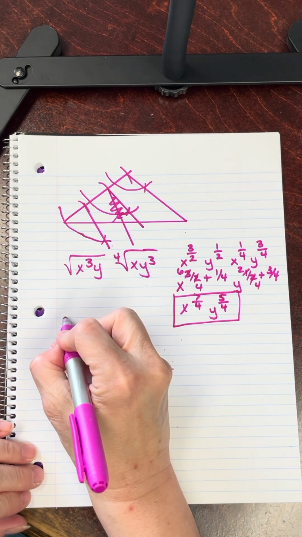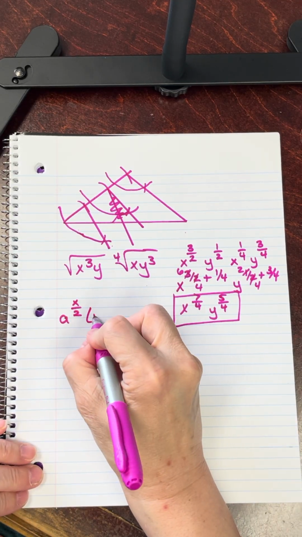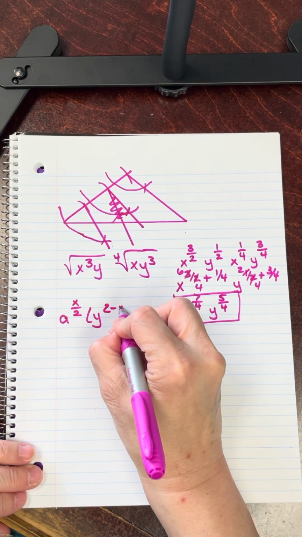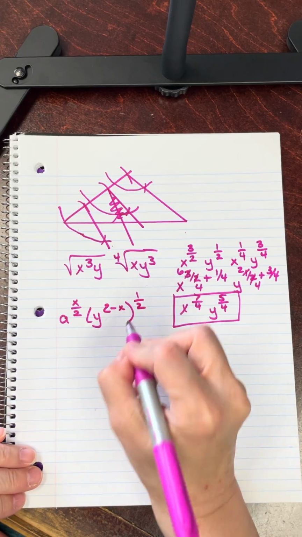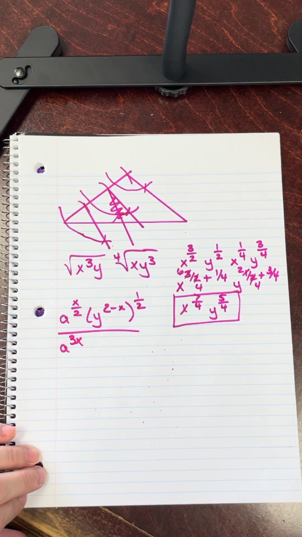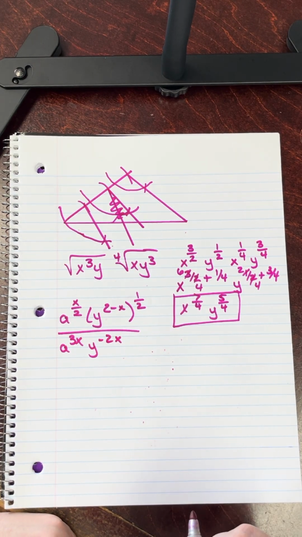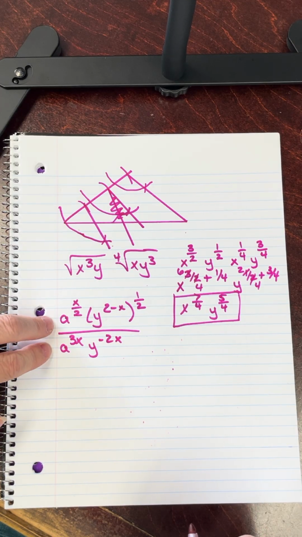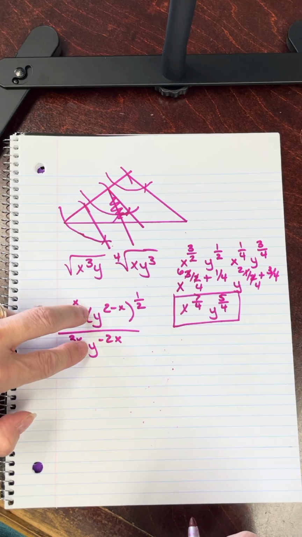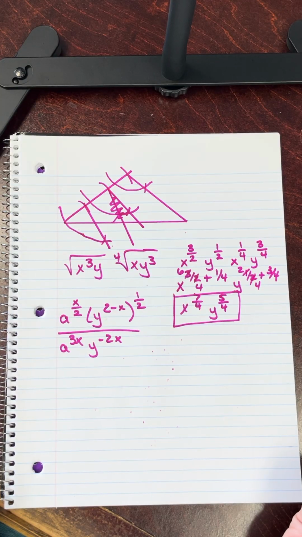Example 2 gives us a to the x over 2, then a parenthesis y with 2 minus x, exponent of 1/2, over top of a to the 3x, y to the negative 2x. I know I need to put all of my a terms together and my y terms together. So the a's are already in a simple enough format that I can combine them. This y, this one, and the top is a little more messy. So again, in these type of problems, you can choose whichever method you desire to start with. The specific order in which you solve things does not matter.